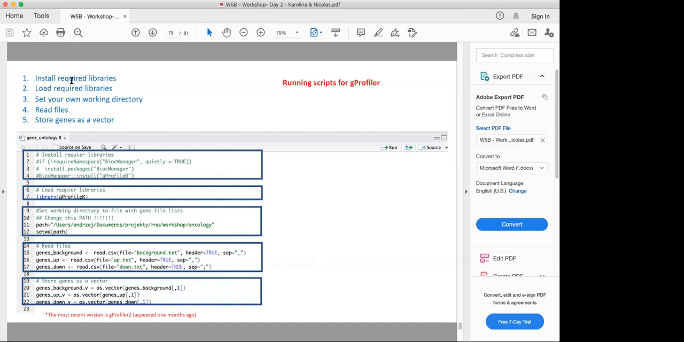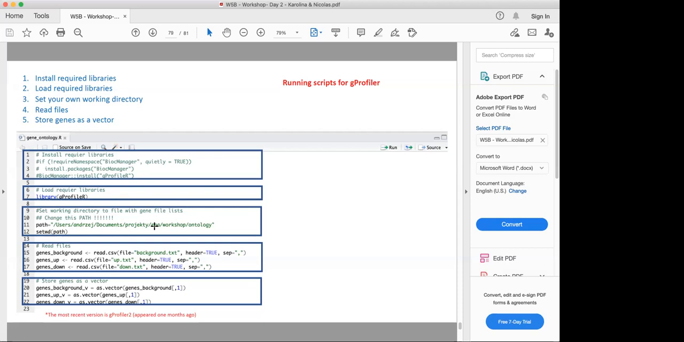So the first step is that you will have to install the required libraries. I asked you to install the package gprofiler R in the email that I sent yesterday, so please double check, you will need this one. Then you have to load the required libraries, the gprofiler R. And this is an important step: set your own working directory. You have to set the working directory to the folder with the gene file list.